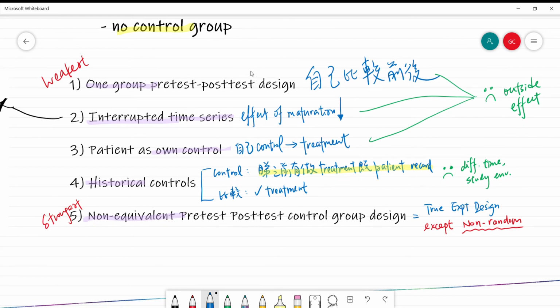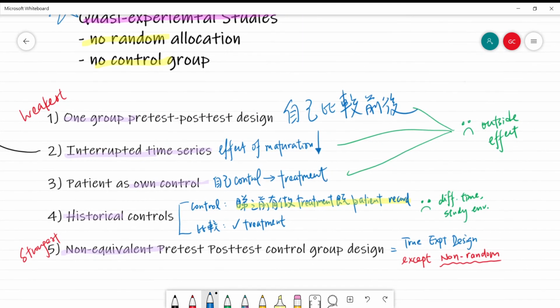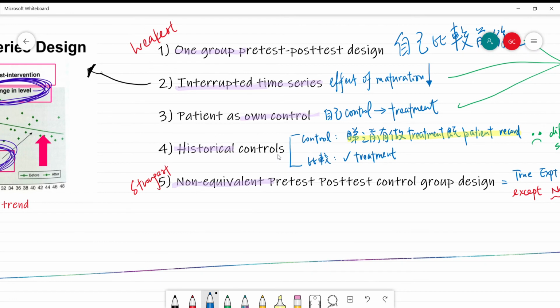And as you can see, the first 3 design methods for the quasi-experimental study also have the same common disadvantage, which is that they are easily affected by outside factors, which is also confounding, for example, environmental factors, historical factors, and so on. So the fourth one is the historical control.